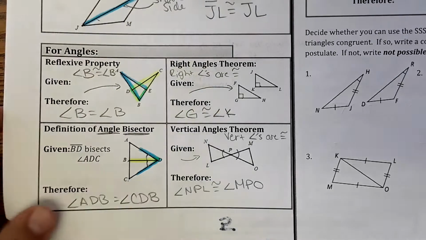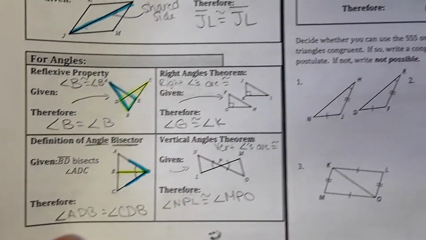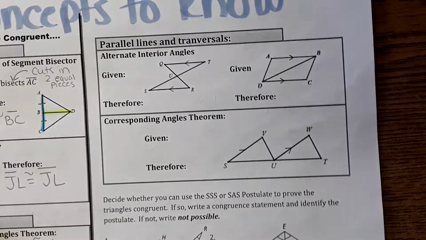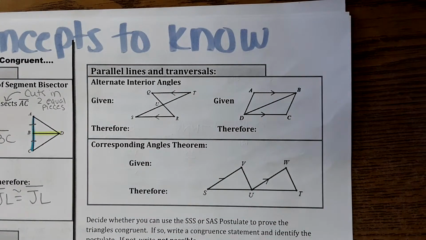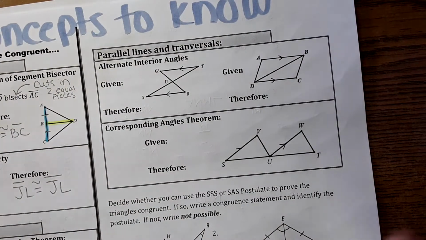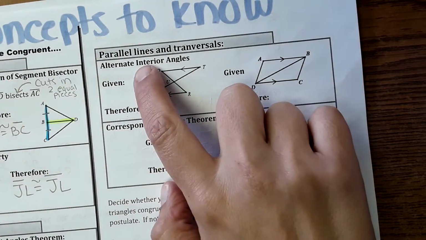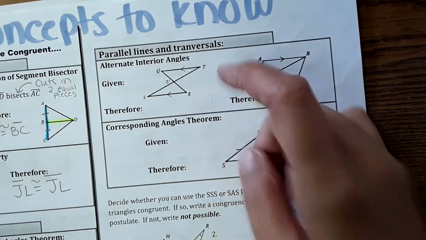Okay, and then moving up this way. Parallel lines and transversals. This was a few chapters ago, but it's being incorporated now sometimes. So right here it wants alternate interior angles for this shape right here.